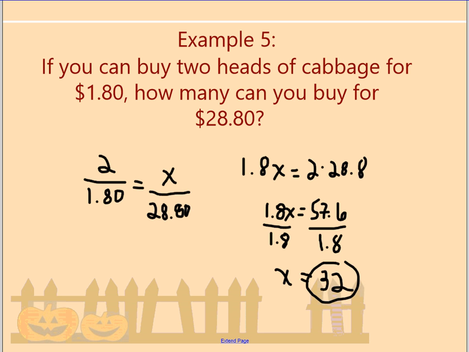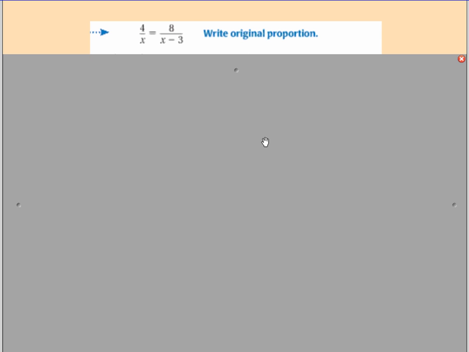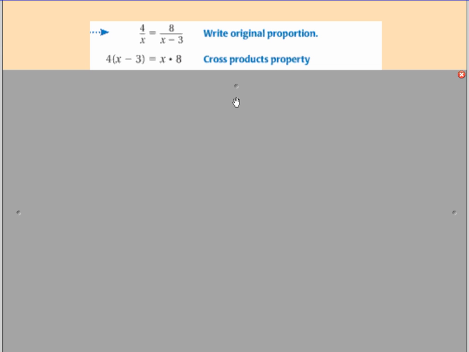Okay, so I'm just going to show you now a more complicated problem with the same idea. So our original proportion is 4 over x equals 8 over x minus 3. So this is where it's going to get a little bit more complicated. So I'm going to show you step by step what we're doing. So the first thing we're going to do is cross multiply. So we're doing 4 times x minus 3. Notice that x minus 3 is in parentheses because it is one idea in this particular case.